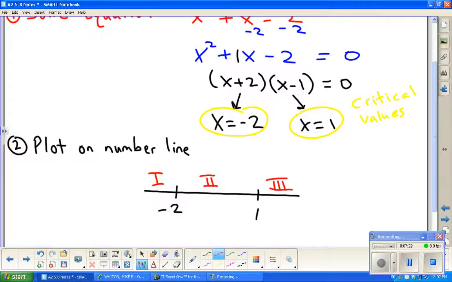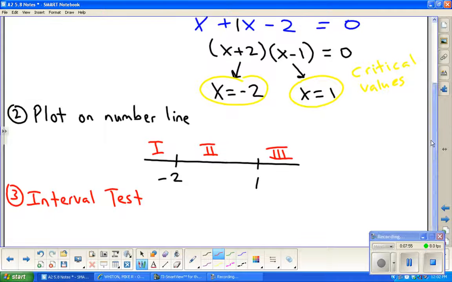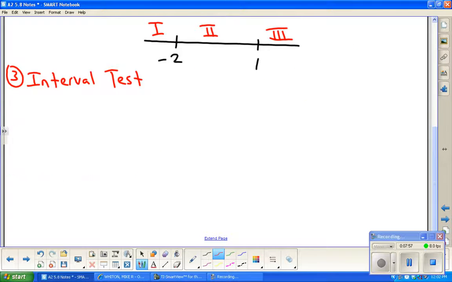Okay, so here's where we're going to test some points. If you remember, earlier in the year you tested a point, like 0, 0, on a graph to see if it meets the inequality and you would shade a side. Similar here. Okay, this is step 3. We do the interval test. So we need to check a point from each interval and see if it makes the original problem true or not. You get to pick which point you want to test. So you usually want to use nice numbers.